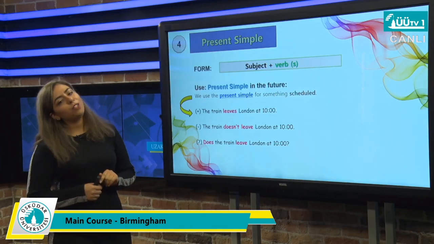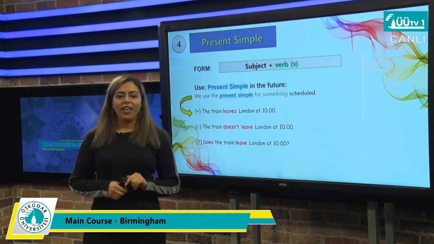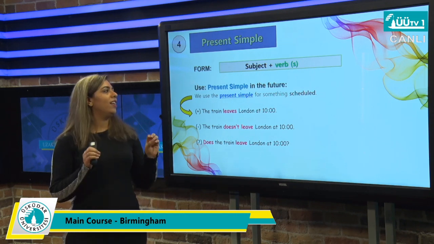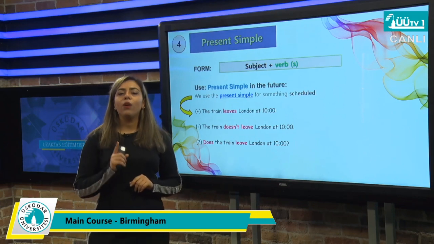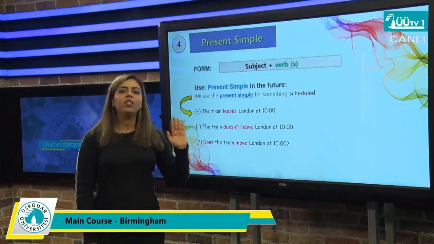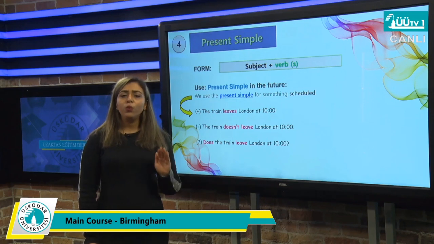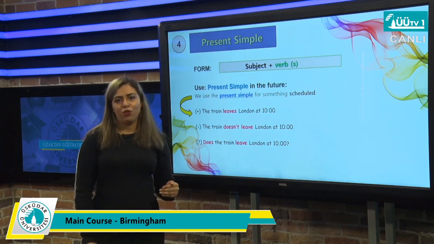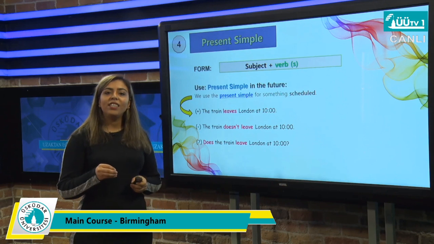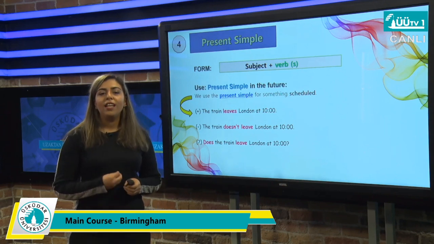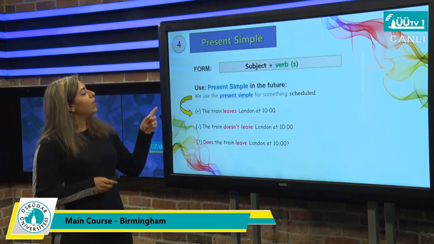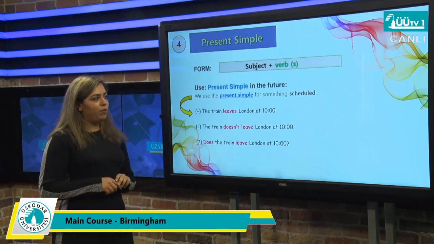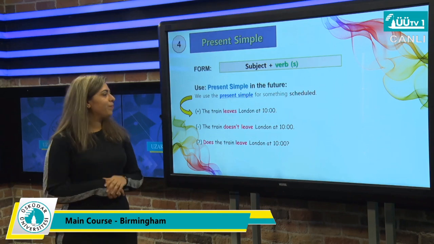The next one is present simple. Okay, as you know, we always talk about this, that present simple is always about routines. But here, routines in the future. What do we mean by routines in the future? It means that something that has a schedule for it, that has a timetable for it, right? So, we use the present simple for something scheduled.